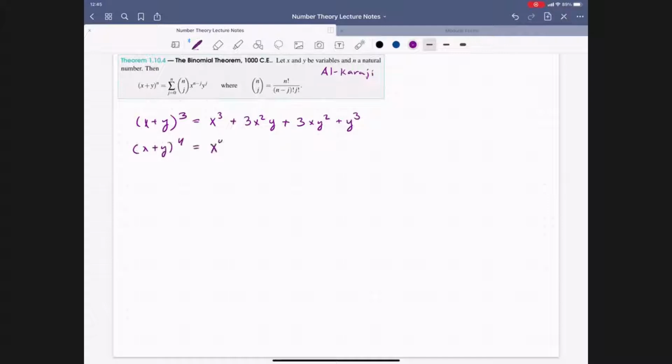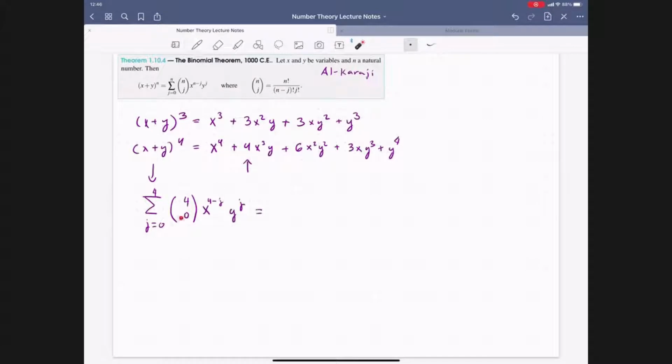And then here we'll have x to the 4th power, and then we're going to have 4x cubed y plus 6x squared y squared plus 4xy cubed plus y to the 4th. And now what the binomial theorem is giving us is exactly how this expansion always behaves, but now in terms of this n choose j notation. So we can see that for this statement here, we think about this notation as the sum from j equals 0 to 4 of 4 choose j, x to the 4 minus j, y to the j.